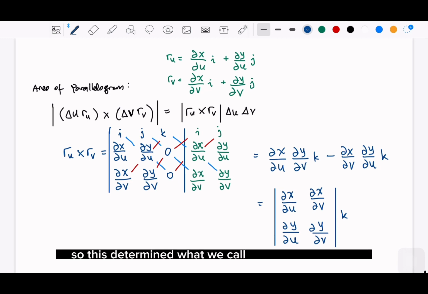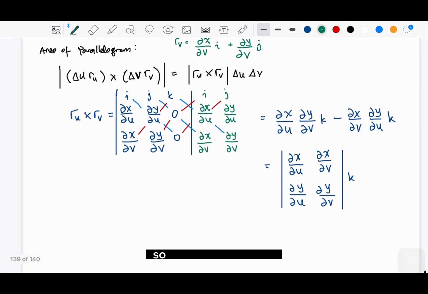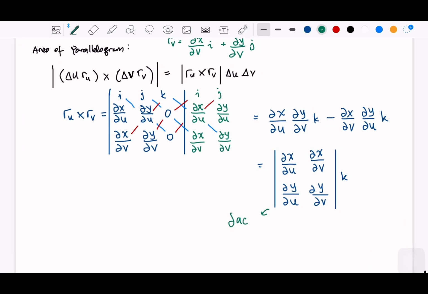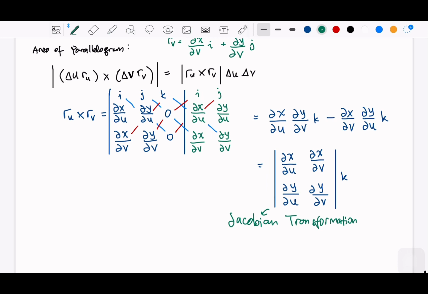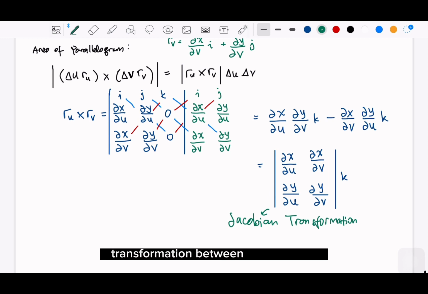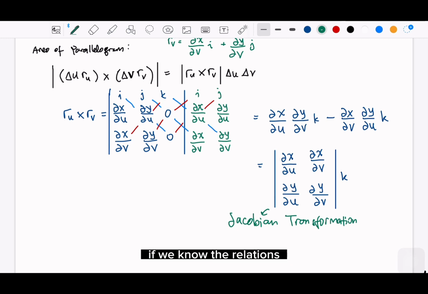So this determinant is what we call the transformation. So this is the Jacobian transformation. So basically, this is how we can evaluate transformation between some planes. Okay, for example, XY or UV or other planes that have some definitions to another plane, if we know the relations.